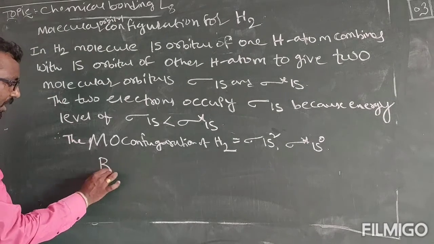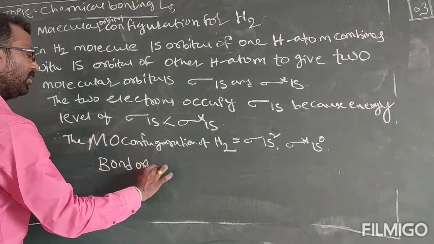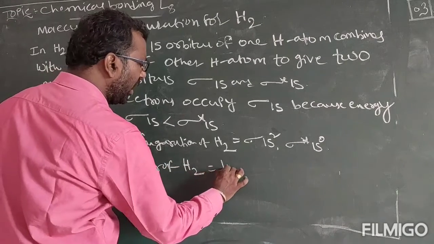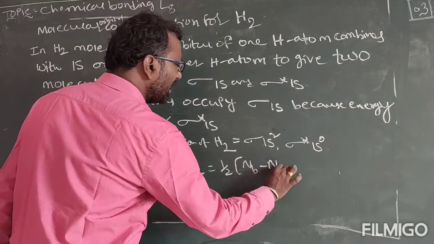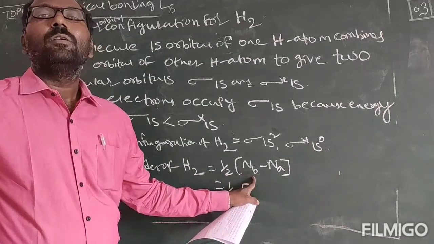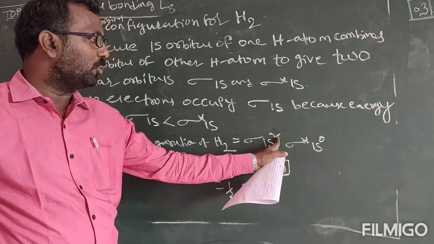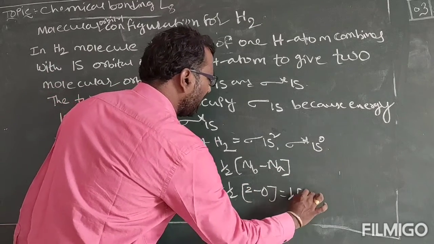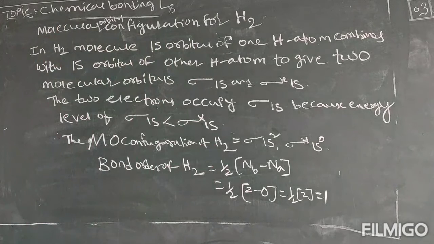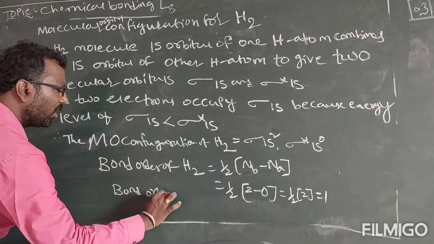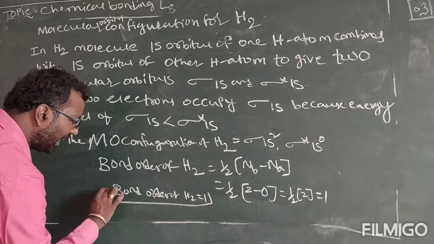Okay, now the bond order of H2, how will you write this bond order? Half into Nb minus Na. Here, half into the number of electrons in the bonding orbital, 2, anti-bonding 0, so 2 minus 0, it is not half into 2, it is equal to 1. So you have got a positive value. Okay, so the bond order of H2 is 1.